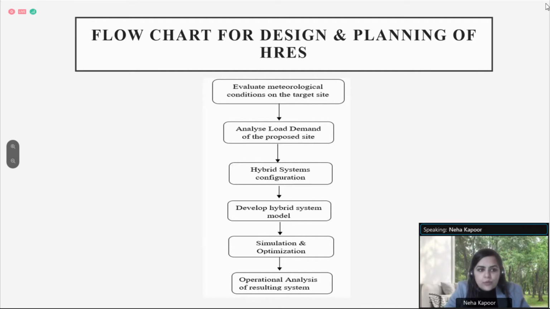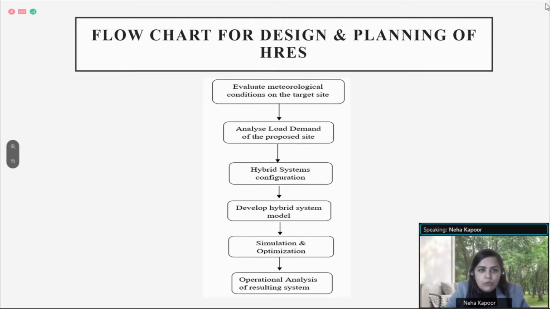Then if I talk of the flow chart for design and planning of a hybrid renewable energy system, what steps do we require if we want to install one? First we need to evaluate the meteorological conditions on the target site. Then we analyze the load demand of the proposed site. Then the hybrid system configuration, that is, which configuration is best suited for the particular location, the remote site where the energy is not reaching 24/7. Then we develop the hybrid system model which we find good for the particular location, and then we perform simulation and optimization, and in the last, operational analysis of the resulting system is done before launching it to the market.